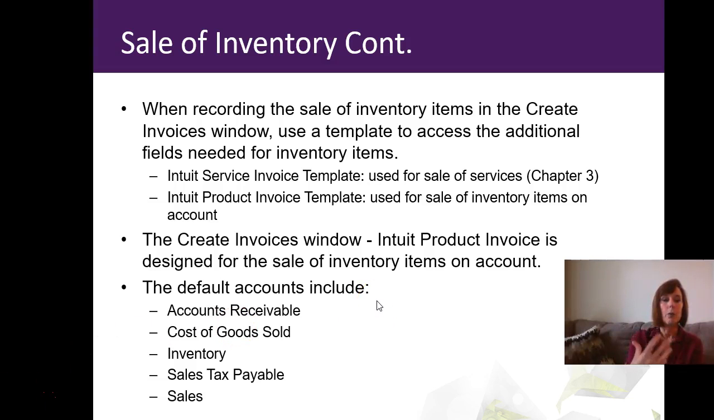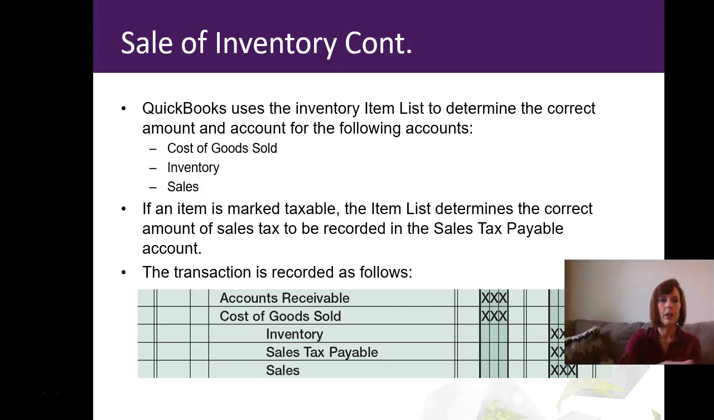The default accounts that will be used for these, because it's a Create Invoices situation, it knows it's going to be an accounts receivable. It's also going to involve cost of goods sold. And because we're operating under the perpetual system, not periodic, that's why we're dealing with cost of goods sold as well as inventory as part of this transaction. If we were dealing under the periodic system, we would not be dealing at all with cost of goods sold or inventory. We would figure it all out at the end of the period. But because we're dealing with perpetual, it will involve these two accounts as well. And then we have the sales tax payable and the sales, which is our revenue account.